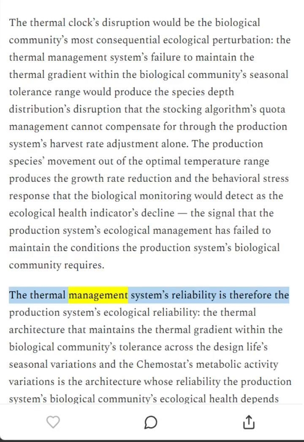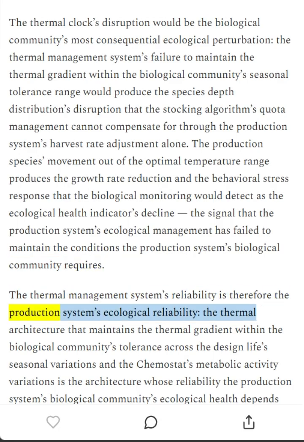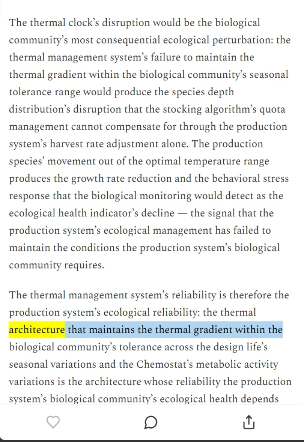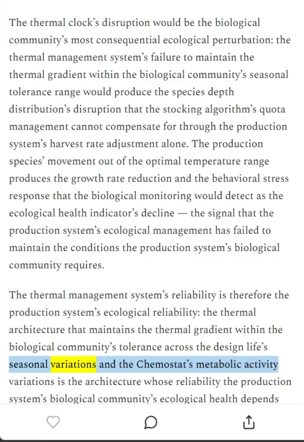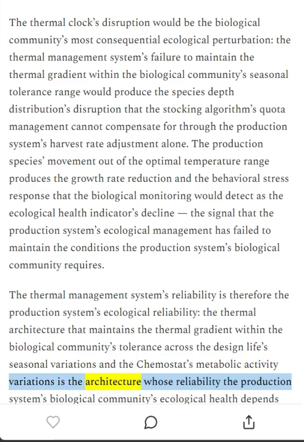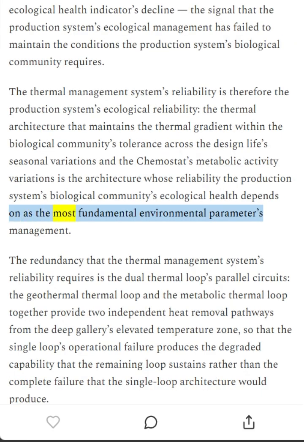The thermal management system's reliability is therefore the production system's ecological reliability. The thermal architecture that maintains the thermal gradient within the biological community's tolerance across the design life's seasonal variations and the chemostat's metabolic activity variations is the architecture whose reliability the production system's biological community's ecological health depends on as the most fundamental environmental parameter's management.